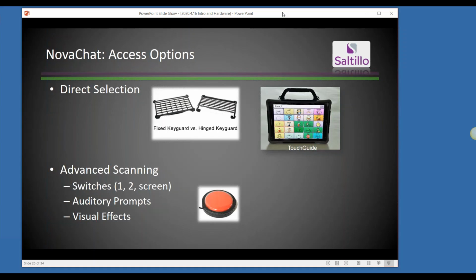We also have key guards, which are a black plastic overlay, or touch guides, which are clear plastic overlays that are available for most sizes of the Nova Chat. Please check with your assistive technologist and/or your speech language pathologist if you have any questions about these accessories and if they may be needed for your specific child or student. Additionally, the Nova Chat can scan with auditory scanning, 1 or 2 switches, and visual effects. Again, this would be something to consult with your assistive technology professional.